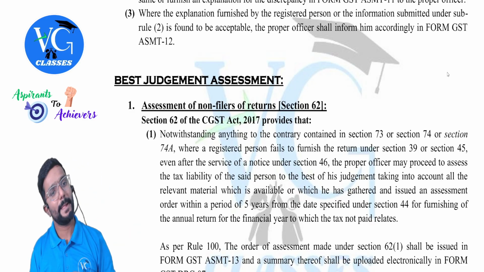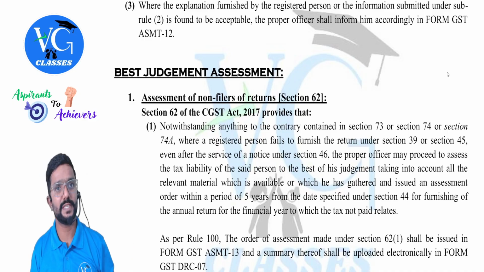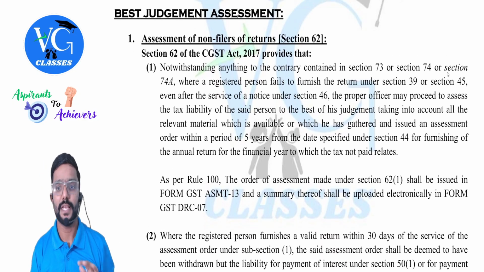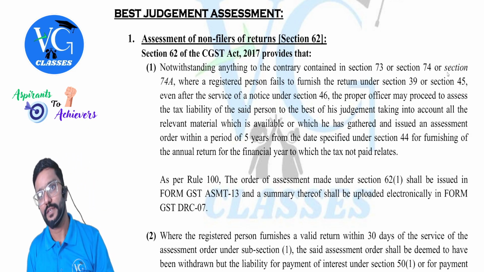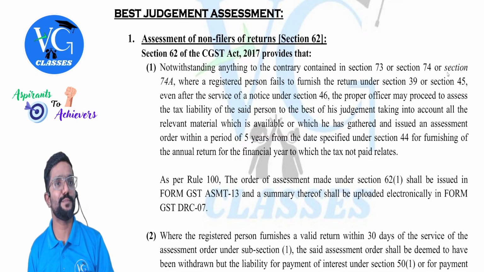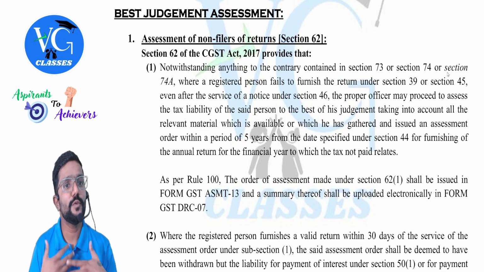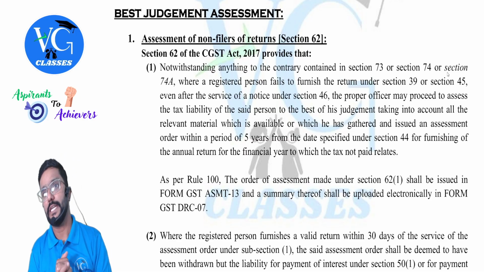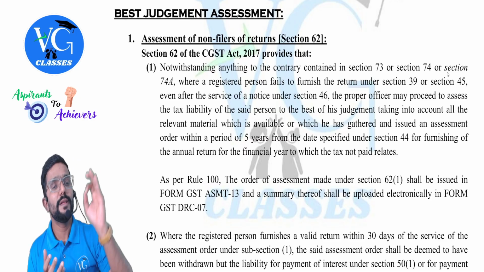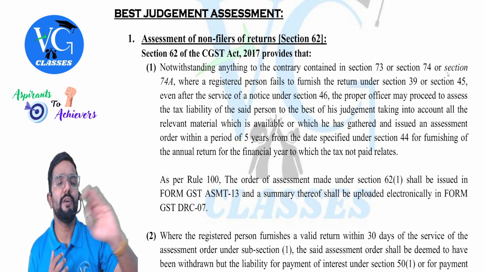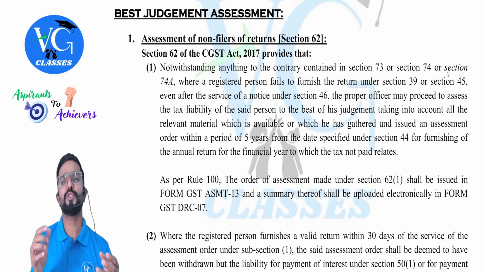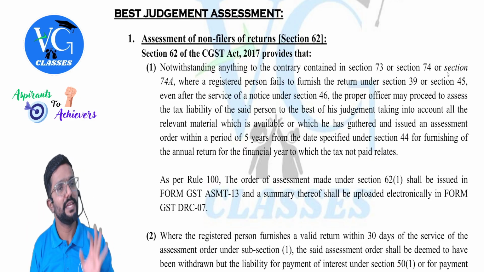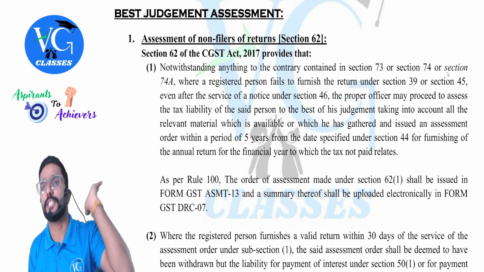ASMT 12. Done with scrutiny assessment. Next is best judgment assessment. Best judgment assessment is, guys, I was supposed to file returns, but I have not filed. Now, the proper officer might not have complete information about what all I have done, but based on whatever information he has, he will pass a best judgment assessment.